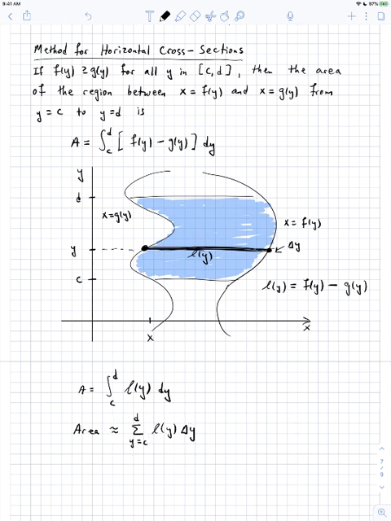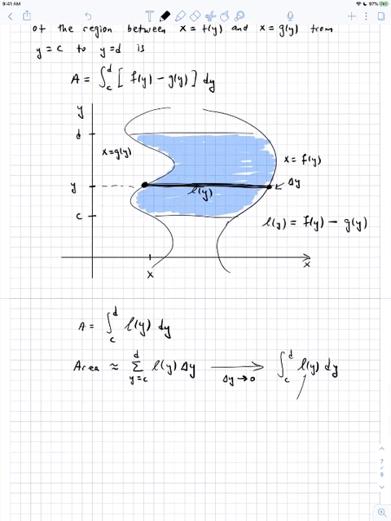Well, it's an approximate area. You need to take the limit as delta y goes to 0, and then that will become a definite integral from c to d, L of y, and the delta y becomes a dy. But this L of y here is just f of y minus g of y. And that's how we end up with the formula that we have.